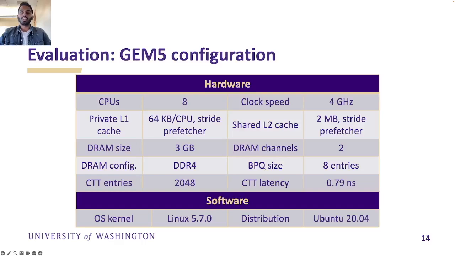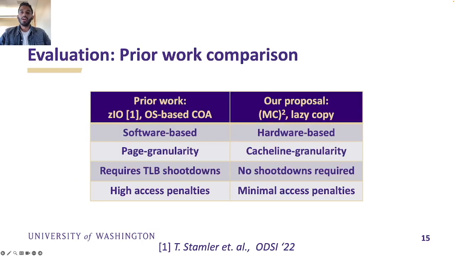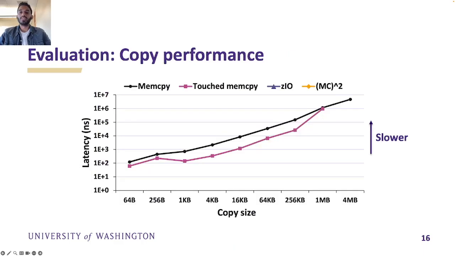To answer these questions, we make use of Gem5, a cycle-level CPU simulator. Our configuration models a scaled-down server node with 8 CPUs. Wherever possible, we compare against Zio, an OS-based copy-on-access mechanism that makes use of OS-managed page tables to align copies. Zio is essentially the OS-based approach to lazy copying, which requires expensive page table management operations when accessing lazily copied pages, giving it high access penalties.